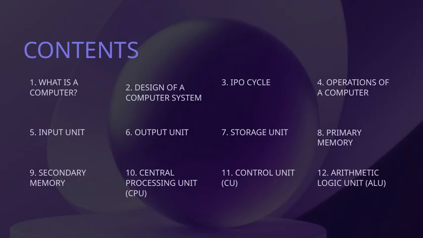Next, we'll discuss the various operations a computer performs. Moving on, we'll examine the input and output units, which are essential for interacting with the user. The storage unit, along with primary and secondary memory, shows us how data is stored and retrieved. The central processing unit, or CPU, is the brain of the computer, and it includes important components like the control unit and the arithmetic logic unit. Together, these parts work seamlessly to perform complex tasks. Understanding these elements helps us grasp the overall functioning of a computer system.